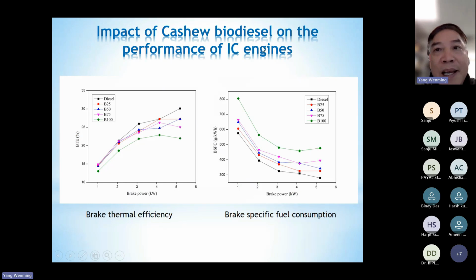Okay, the next one I want to introduce is the cashew biodiesel, and its impact on the performance of IC engines. Firstly is the BTE, the brake thermal efficiency. Basically, this cashew biodiesel has lower efficiency compared with the pure diesel fuel.